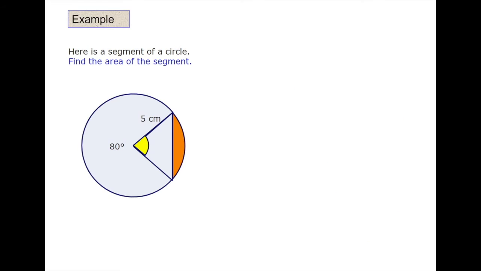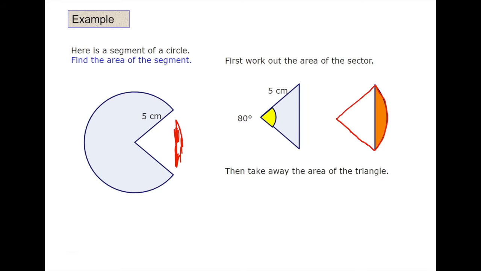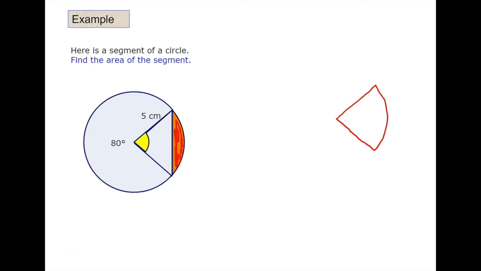Okay, let's step it up a section then. Here it says you're given a segment of a circle, find the area of the segment. So they want us to find this shaded orange segment here. How will we do that? Well, first we're going to work out the area of the sector, that's this whole sector here, by using the formula that we've just learnt. And then we're going to take away the area of the triangle, using the formula half AB sine C. Let's try that out then.